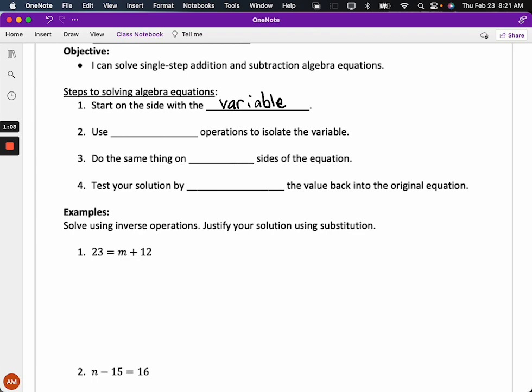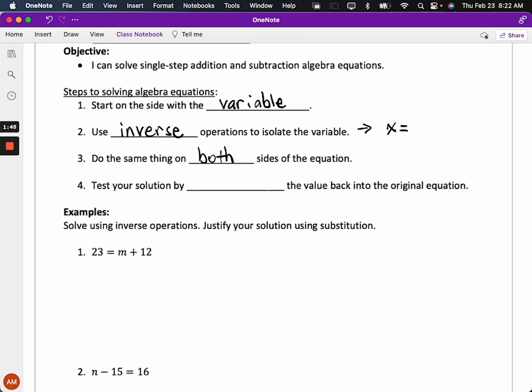Our second step. We're going to use inverse operations to isolate the variable. Isolate the variable just means get the variable on its own. So that means make it into something like x equals or y equals. Whenever we're using the inverse operations, we have to do the same thing on both sides of the equation. That's the only way we can keep the equation balanced. If we do something on one side but not the other, our equation becomes out of balance.